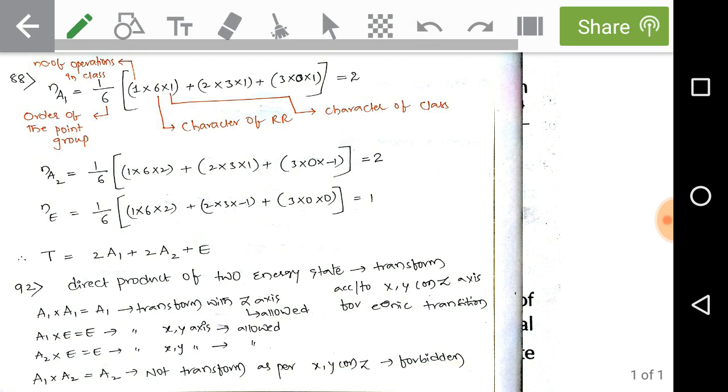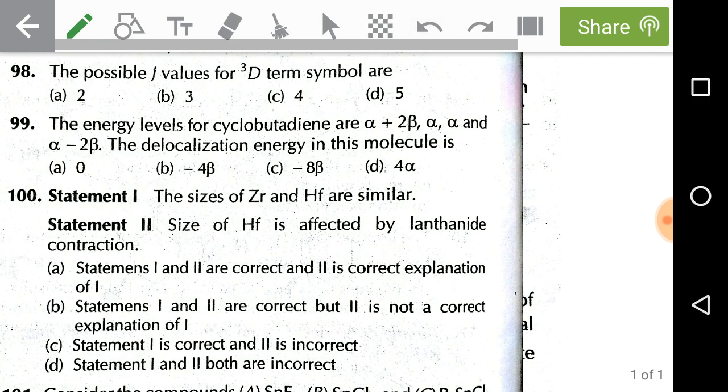Okay, just take the product of two energy states and check whether it belongs to a particular function, that means it belongs to a particular coordinate, that may be x, y or z. Okay, and next question, the possible j values.